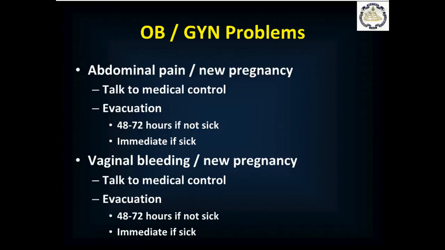If you have a patient with vaginal bleeding in a newly diagnosed pregnancy, talk to medical control. Again, if they're not sick, you can wait up to 3 days to get the ultrasound to evacuate them, but if they're sick at all, they need to be immediately evacuated. Again, if this is a known pregnancy and there's an ultrasound showing that it's in the uterus, then talk to medical control and you make a decision based on how far along the pregnancy is.